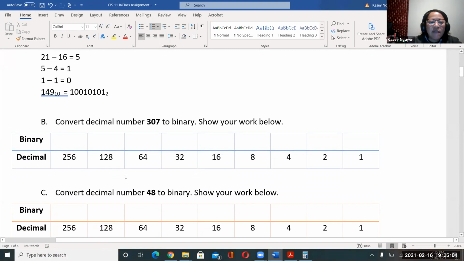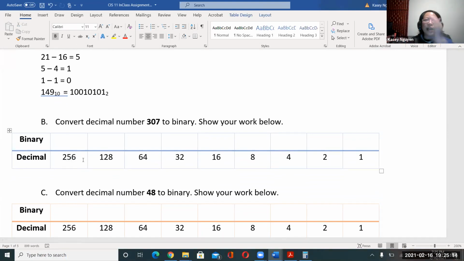So 307, right? We're going to start with subtracting 256. So if you subtract it, you put a 1 on top. And then whatever's left, you keep subtracting until you get the 0. Anytime that you subtract the number on that scale, you put a 1 on top. And if you don't, because it's too high, put a 0 and you will get your binary. This is the easiest method that I found. You can use the division method, you know, in the notes, it also shows that too.